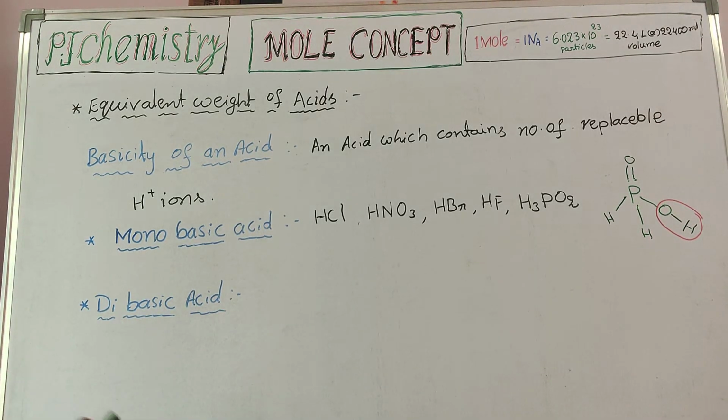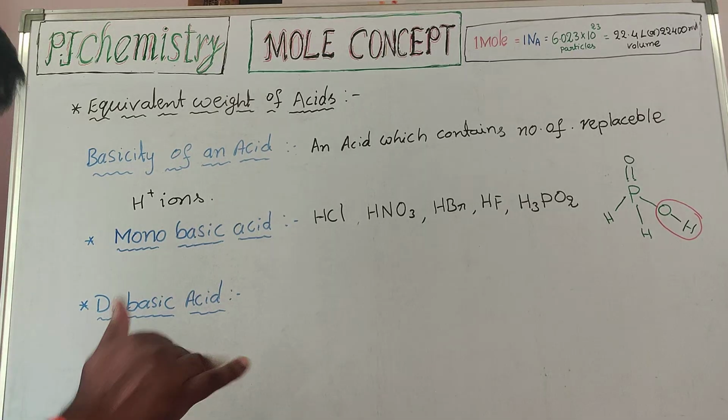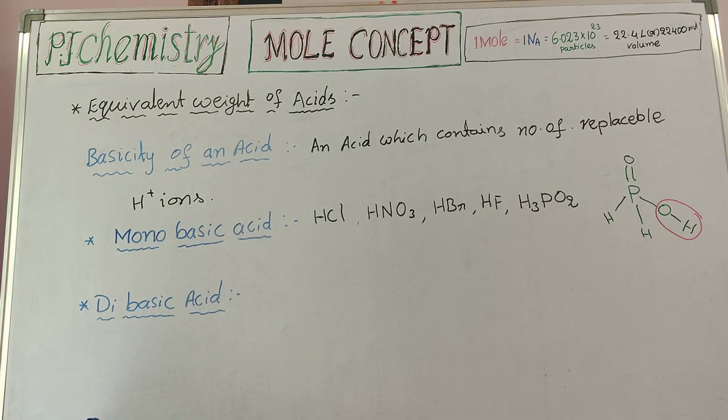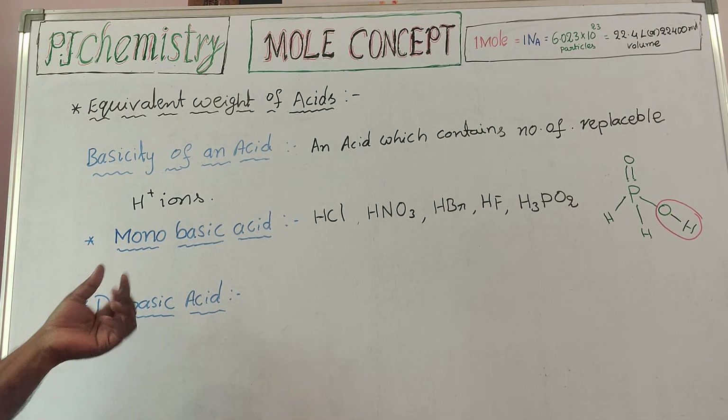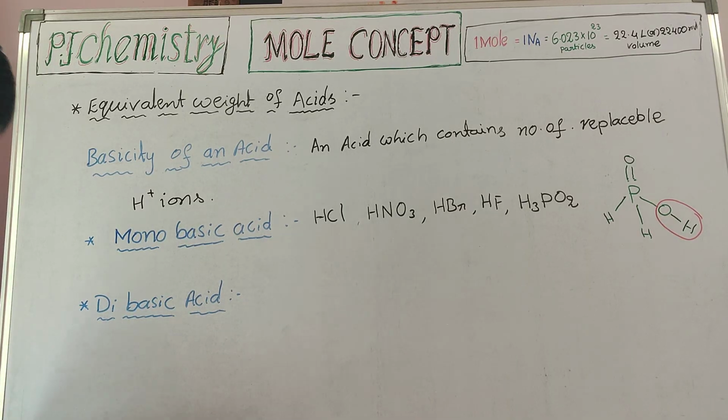So in a dibasic acid, how many replaceable hydrogen ions will be there? Two. Okay, see here.